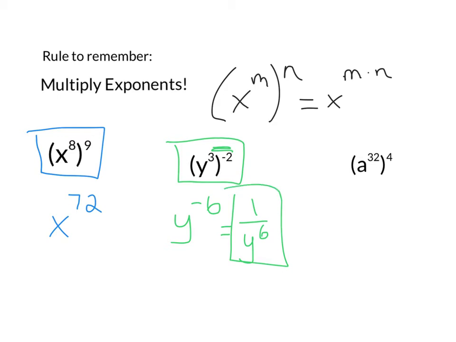And then the last one, I definitely wouldn't want to write this one all the way out, because all you have to do is multiply your exponents. 32 times 4, this becomes a to the power of 128.